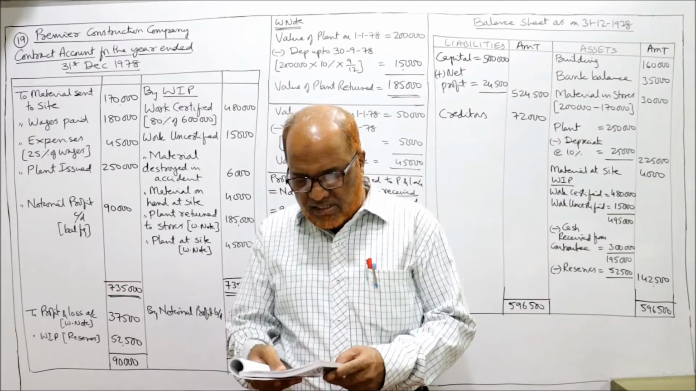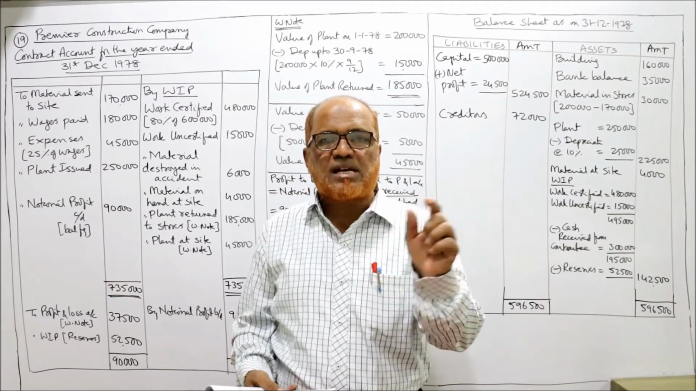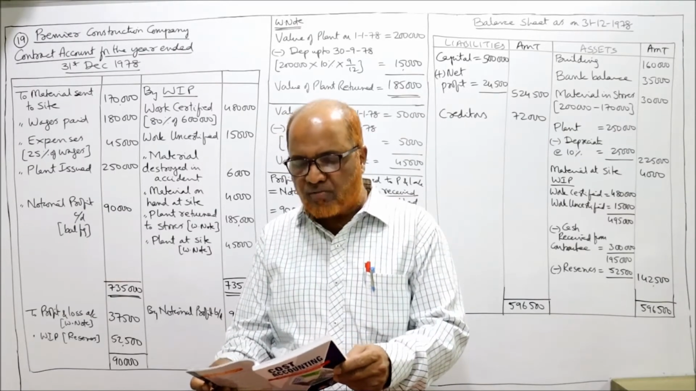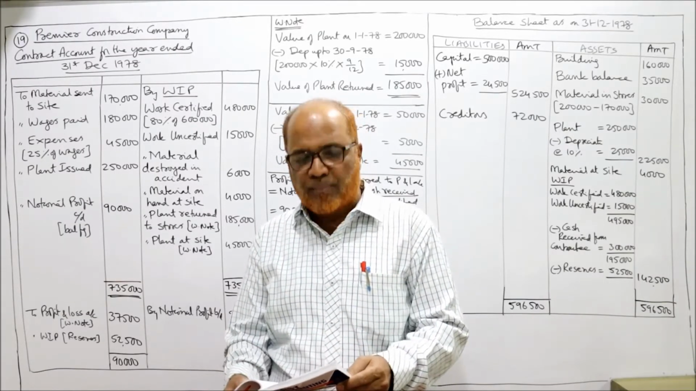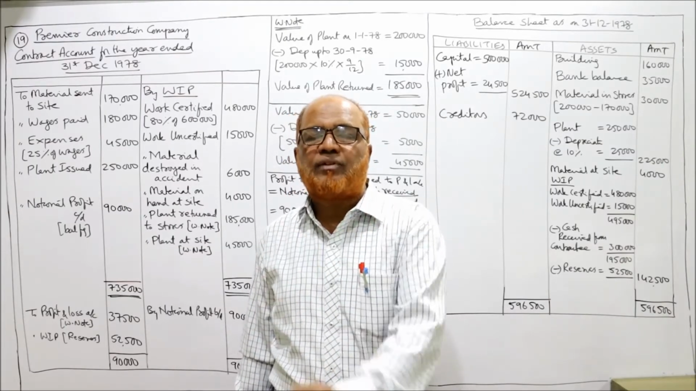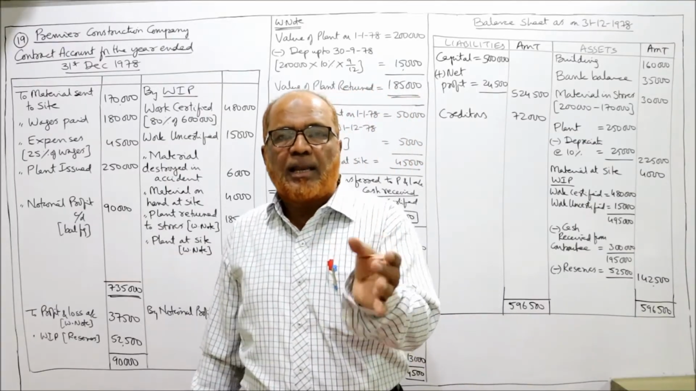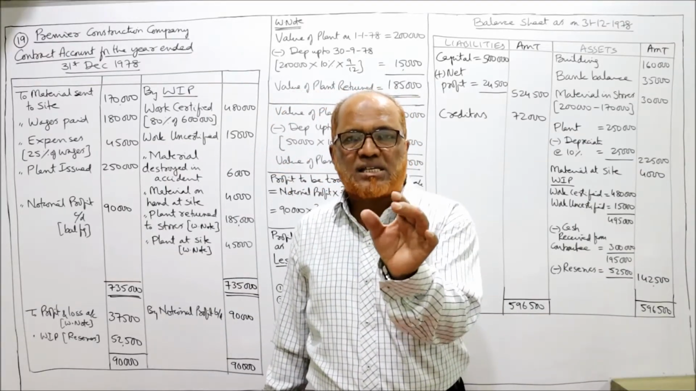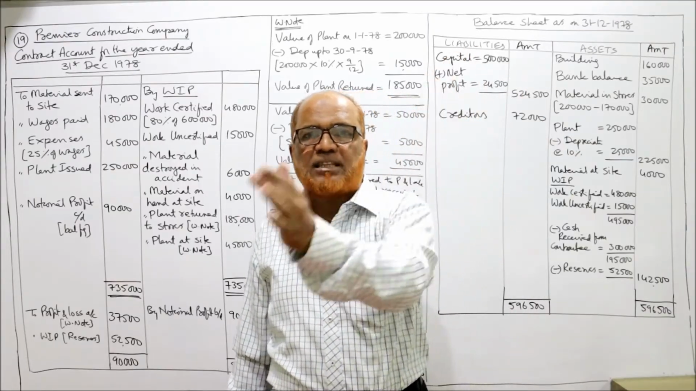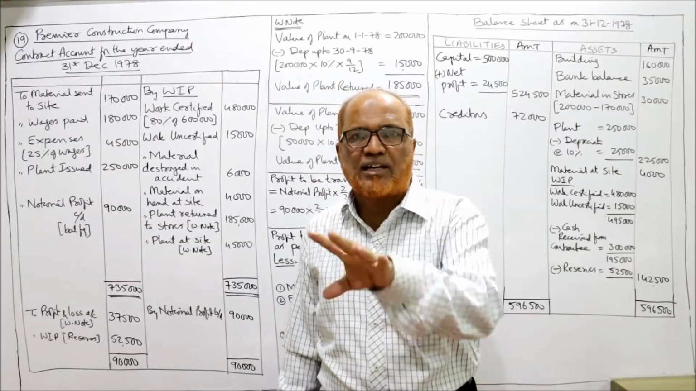Then wages of 1,80,000 were paid during the year. So in contract account debit side we take wages paid 1,80,000. Plant costing 50,000 was used on the contract all through the year. Actually in the trial balance it is given plant 2,50,000. So total plant is 2,50,000, but on the contract 50,000 rupees of plant was used throughout the year. From 1st January to 31st December 50,000 of plant was used, and it is still on the site.